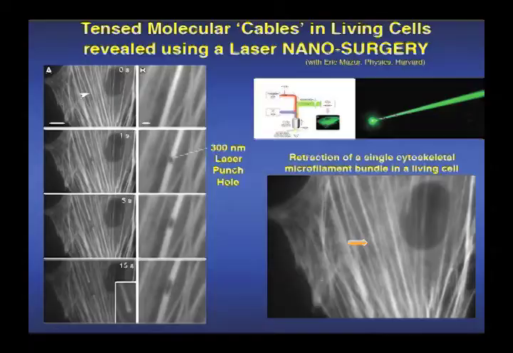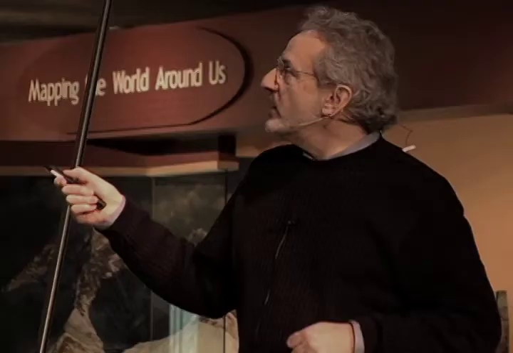So each one of these fibers is a bundle of many of these filaments we think contract. And then we take a femtosecond laser, which creates the heat of the sun, but for an incredibly short time, a billionth of a millionth of a second, focused through a microscope lens, so it's only 300 nanometers cubed. And when you focus it on this fiber, you make a 300 nanometer punch hole, and it cuts and it pulls just like a muscle. So this is literally nanosurgery. The cell is perfectly fine.